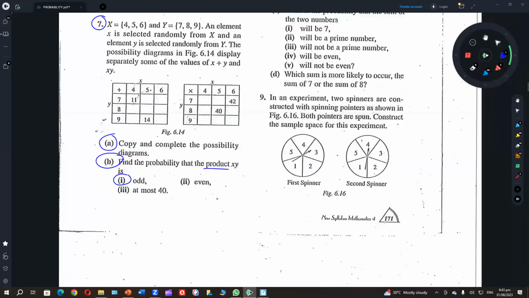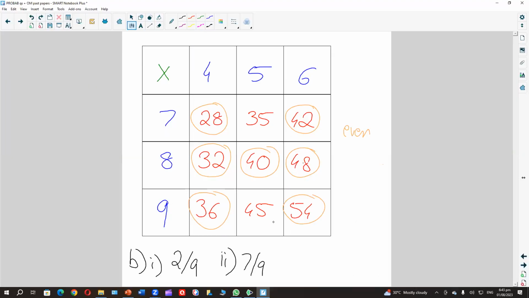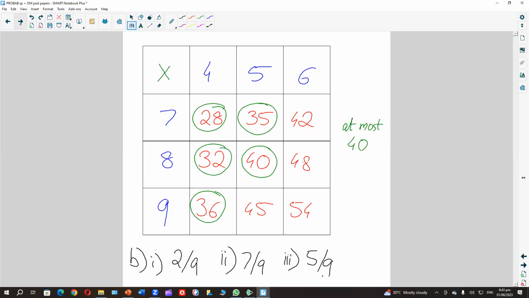4/9. At most 40. So 4/9. How come? Did you count? Wait, five, because there are five numbers over 40. Yes, there are 5 numbers. At most means till 40.